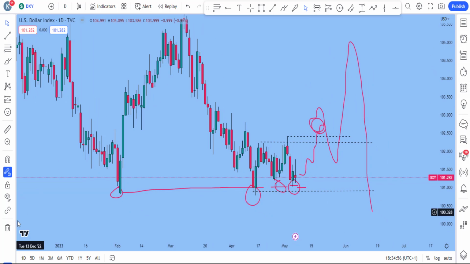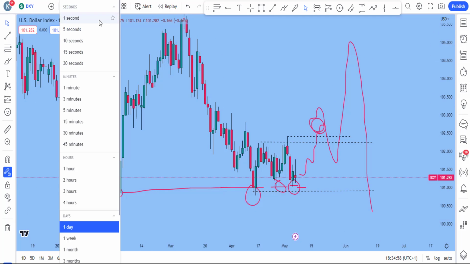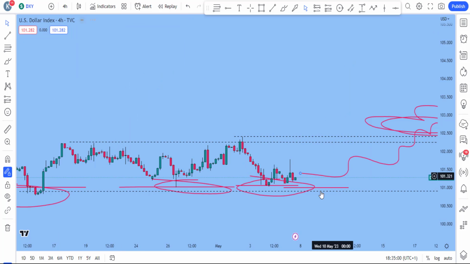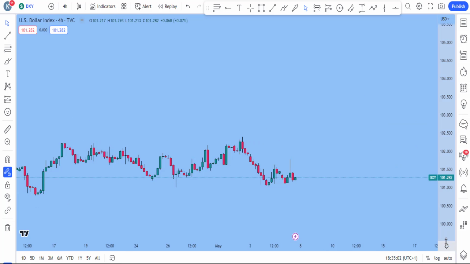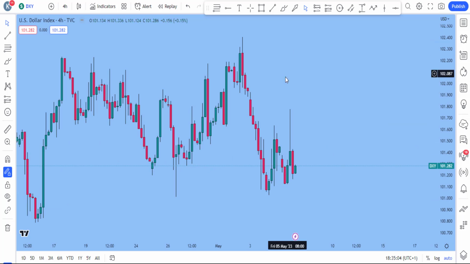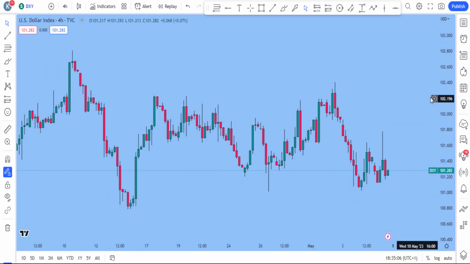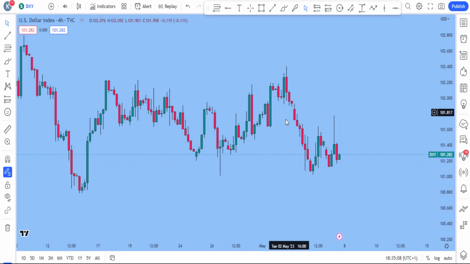The dollar is bearish, don't forget, for the meantime. You can even go down to the 4-hour time frame and look at what exactly is happening. The 4-hour time frame is still bearish, guys. So if price is retracing back, look at this, price has just retraced back to this level.